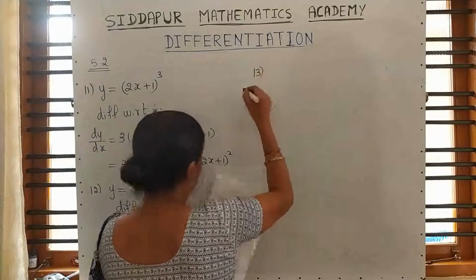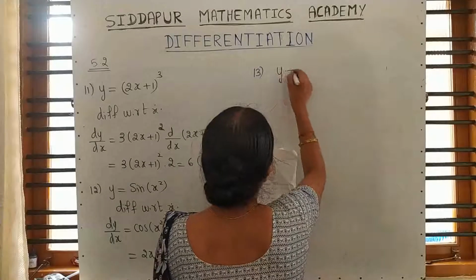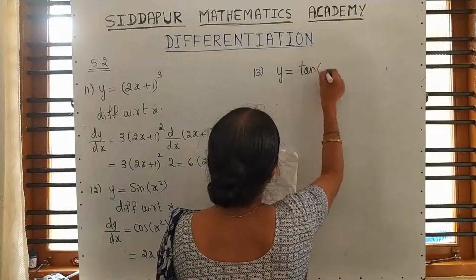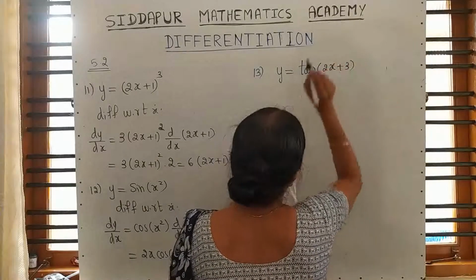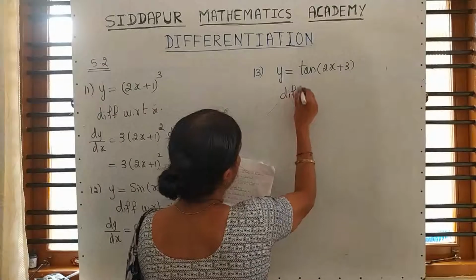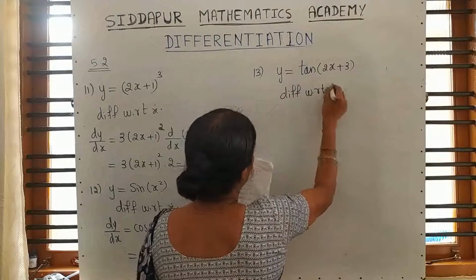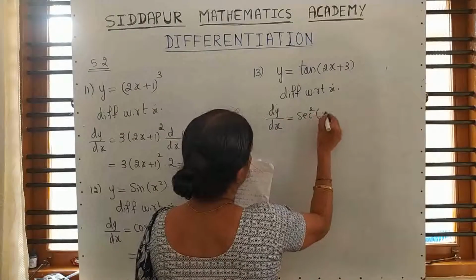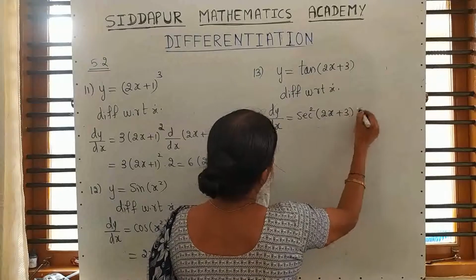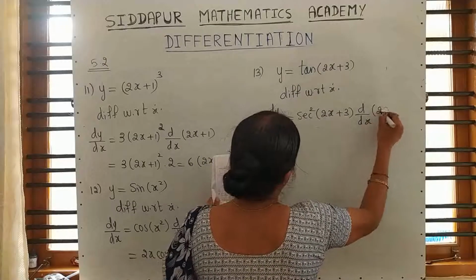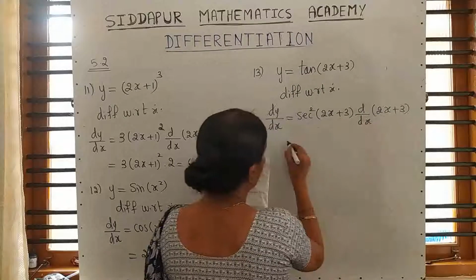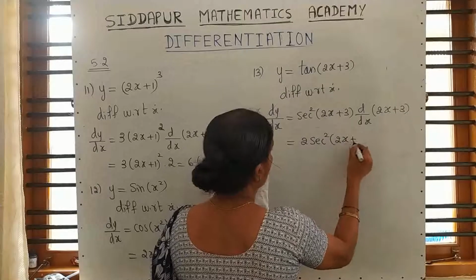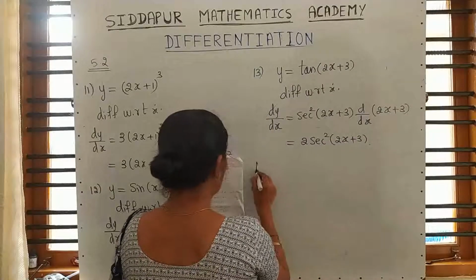Question number 13. Y is equal to, there is no power for trigonometric term. Directly we have to differentiate the trigonometric term. Differentiation of 2x plus 3 is what? Next, moving to the next question.